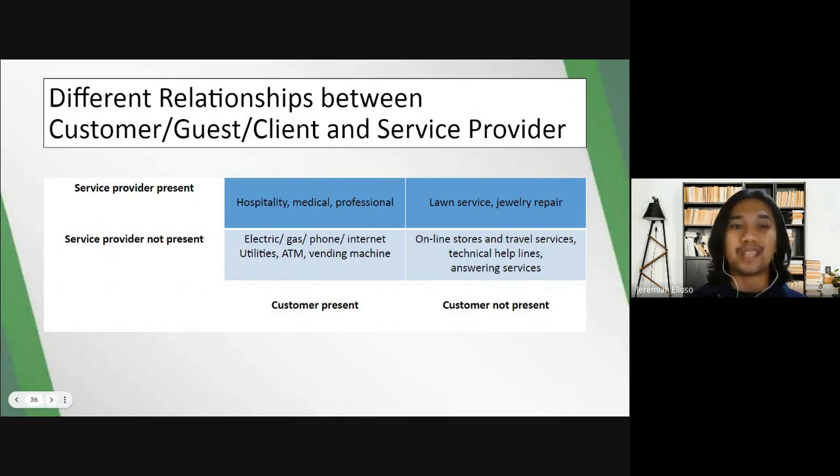meaning to say that the service provider is present and also the customer has to be there, okay? Such as in the hospitals, wherein you need to be physically there for the doctors to be able to check you. But now, this has quite changed a bit, because even in the medical industry, some doctors would be conducting virtual or online consultation if it's not an emergency.